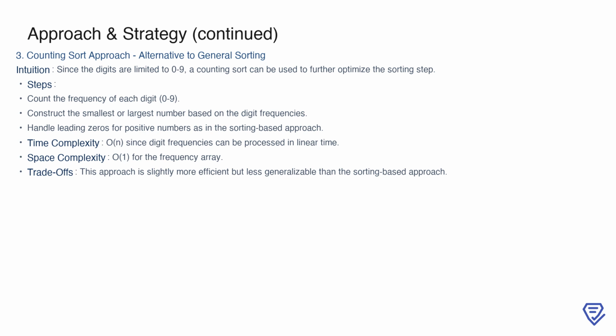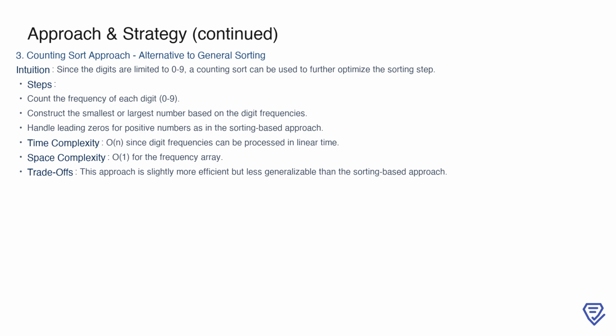For positive numbers, we ensure that leading zeros are handled correctly by placing the smallest non-zero digit at the front. For negative numbers, we build the number in descending order using the digit counts. This approach has a linear time complexity of O(n), as counting the digits and constructing the number both take linear time. Additionally, the space complexity is O(1), as we only use a fixed-size frequency array.